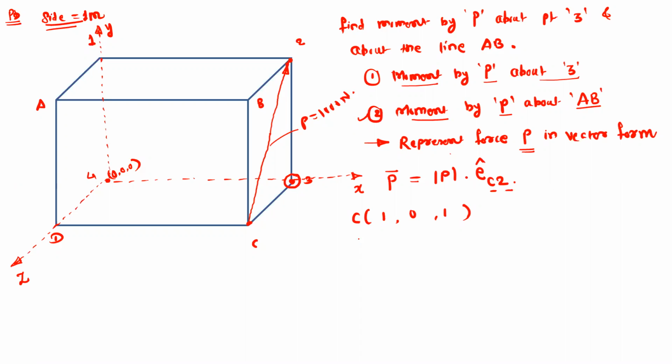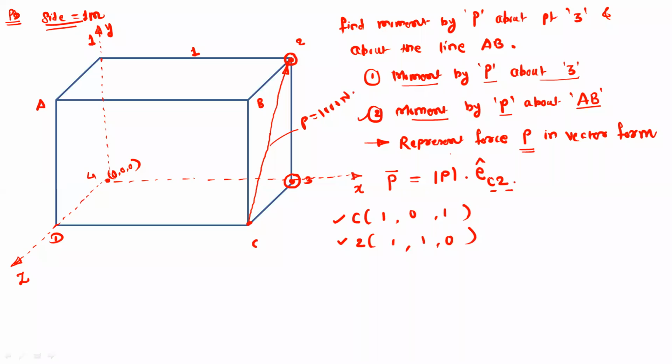Then for point 2, this is the location of the point 2. Okay. So X is 1 meter, then Z is 0 because point 2 is lying in the XY plane, and the remaining two will be 1 meter. Okay, so these are the coordinates of the point C and point 2.